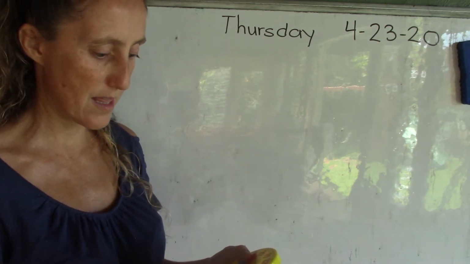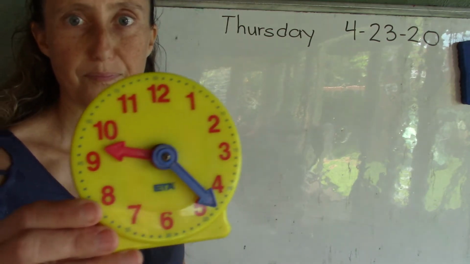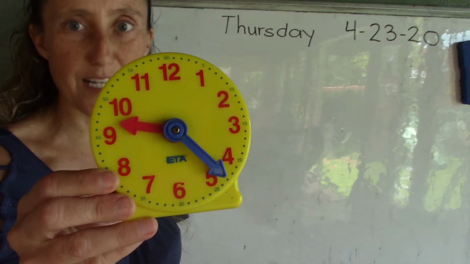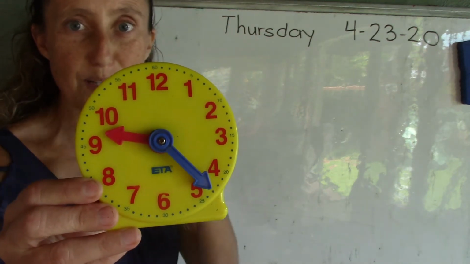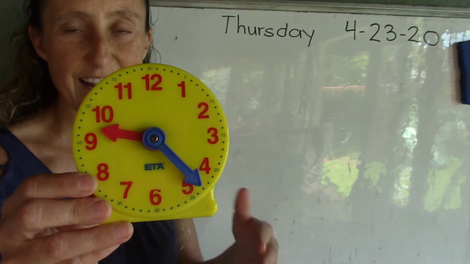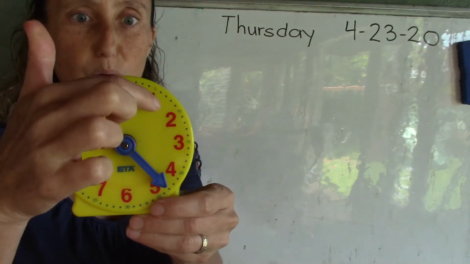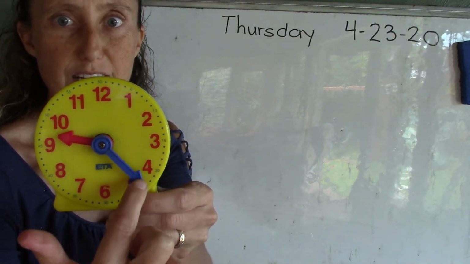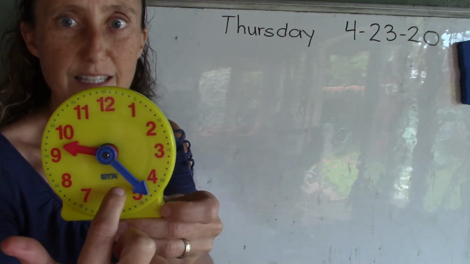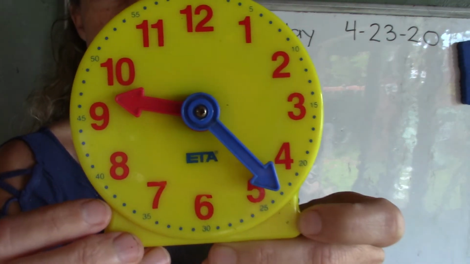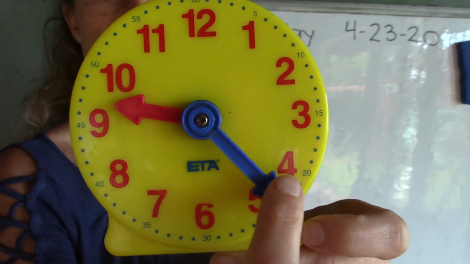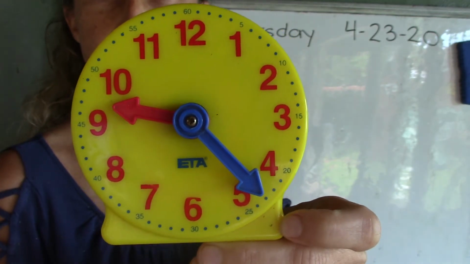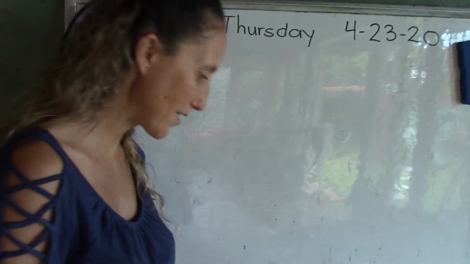Let's do a harder one. Okay, what do you think this one is? So the red hour hand, the little one, is between the 9 and the 10, which means we go back to the 9, and then we count by 5, starting with the 1, 5, 10, 15, 20, and it's past the 20. Do you see? It's past the 20, so it goes 21, 22, 23. 9:23 is our time on our clock right now.